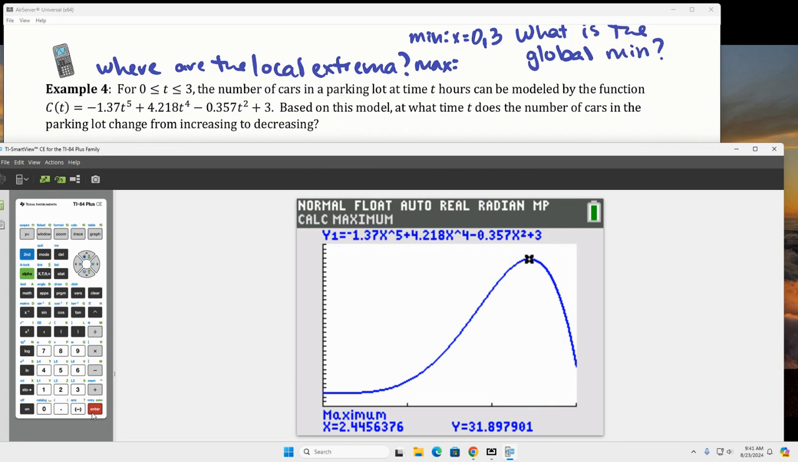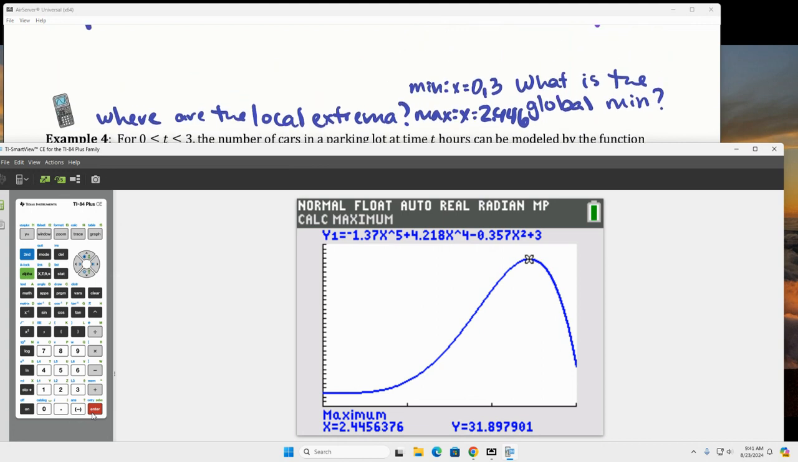All right, so the local max is going to occur when x is equal to 2.446. You technically could also, and it would be 100% right if you did 2.445, as long as you're accurate to 3 decimal places. All right, any questions? All right, that is also going to be where the global max is.